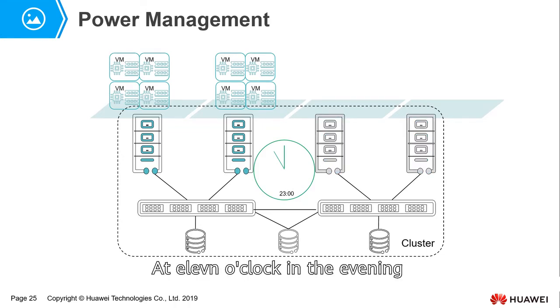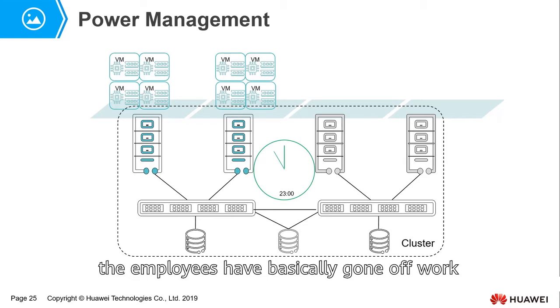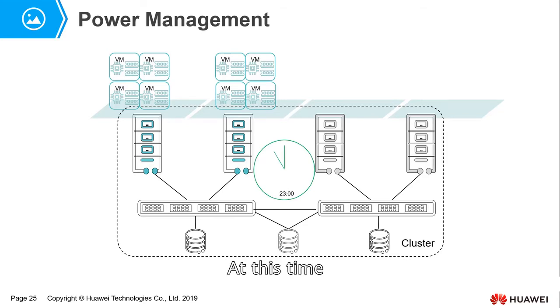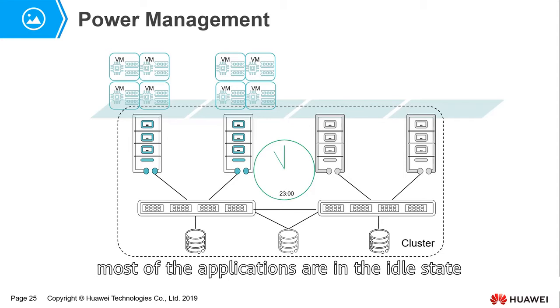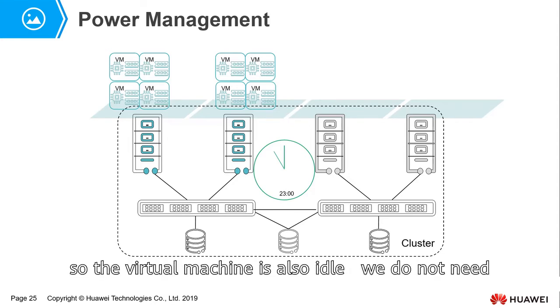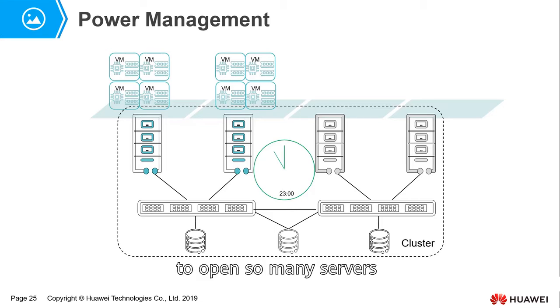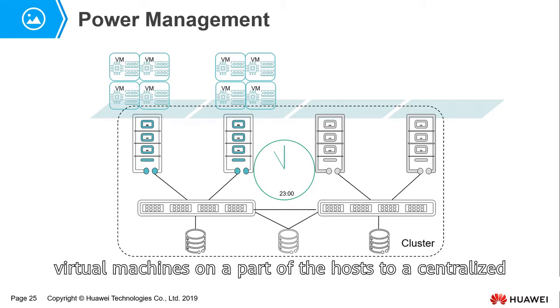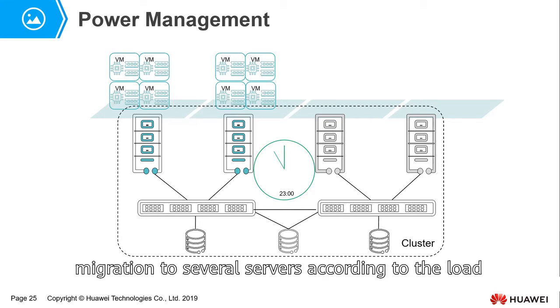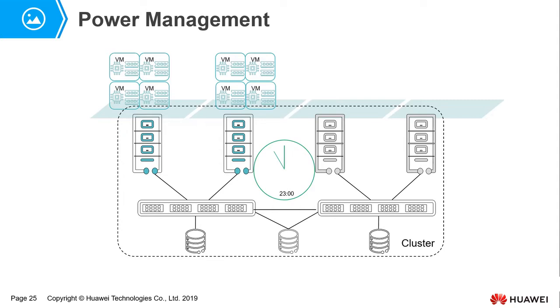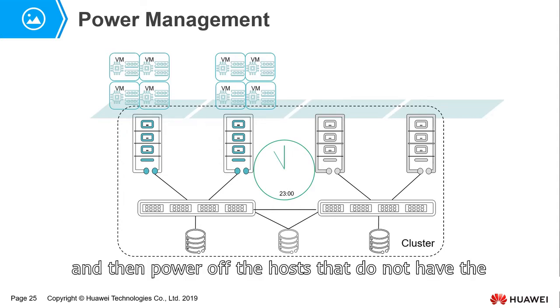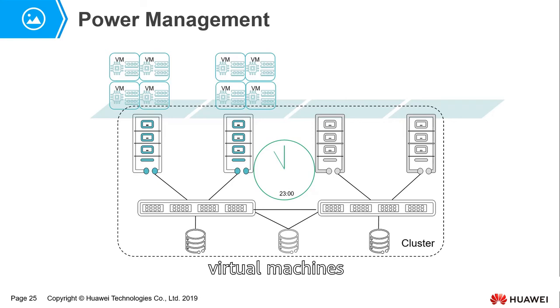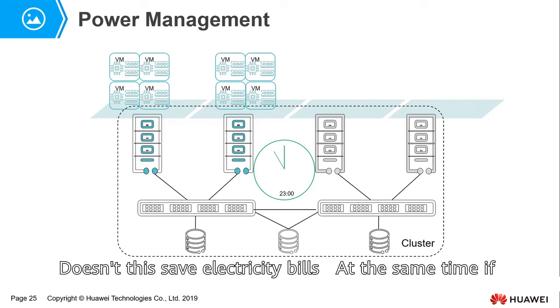At 11 o'clock in the evening, the employees have basically gone off work. At this time, most of the applications are in the idle state, so the virtual machines are also idle. We do not need to open so many servers. At this time, the system will automatically migrate the virtual machines on part of the hosts, centralizing them onto several servers according to the load situation. And then power off the hosts that do not have virtual machines. Doesn't this save electricity bills?